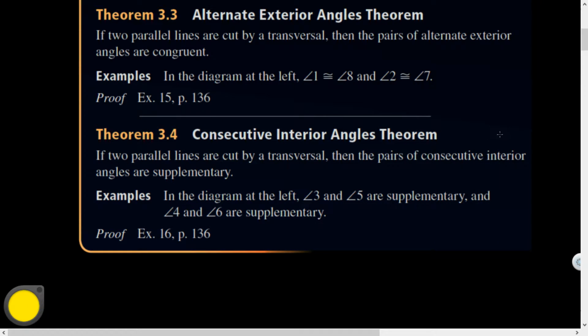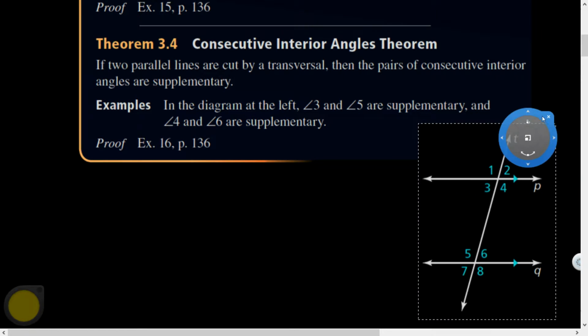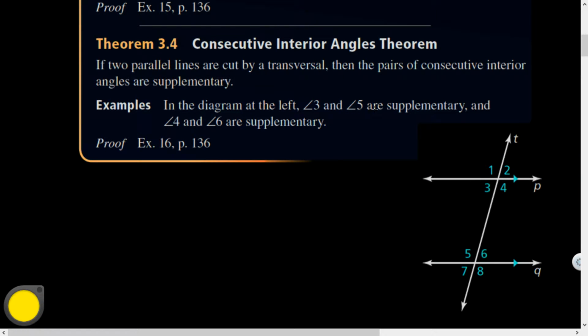And then lastly, we've got consecutive interior angles theorem. Good stuff. And these ones, don't let it fool you. These ones do not have congruence. They have supplementarity. The supplementarity of these angles is the most. They're the most supplemental they can be. They definitely add to 180. Like they're exactly supplementary to one another for consecutive interior angles theorem.